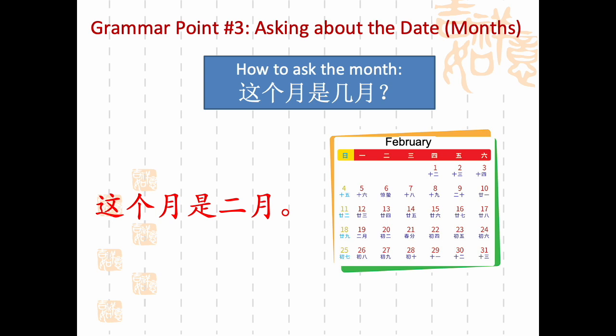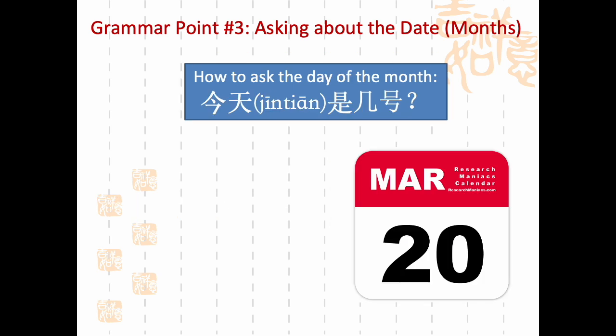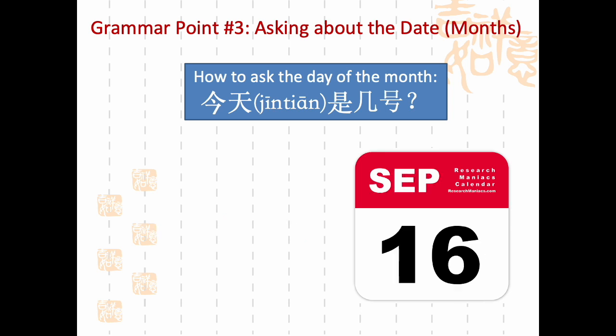That's how you ask about the month. But what if you wanted to ask about the day of the month? Well, then you could say, 今天是几号? And 今天 means today. So 今天是几号? So what day of the month is today? What day is it? And you could say, 今天是20号 if it was the 20th. 好，今天是几号？ Here you would say, 今天是16号 for the 16th.